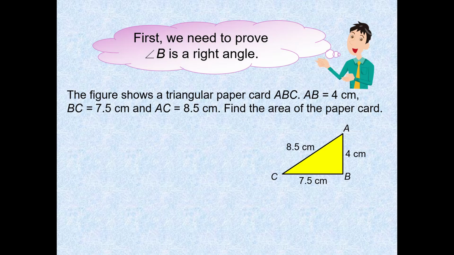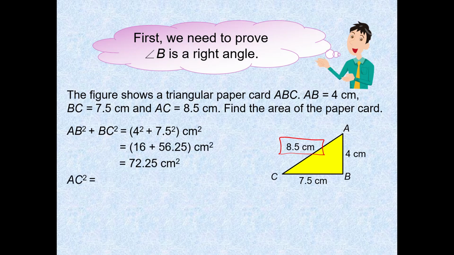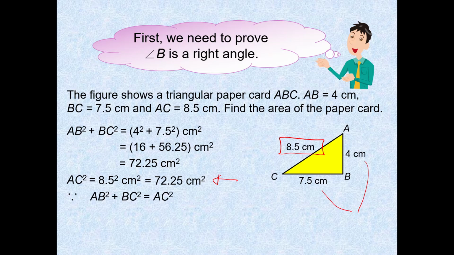Because we don't have any right angle in the figure, we need to find it first. We are going to prove angle B is a right angle. So we take out the longest side, which is 8.5. So this is 8.5 squared, which equals 72.25. And then the remaining two sides, one is 7.5, another is 4. Okay, so we have to square them, and then sum them up.